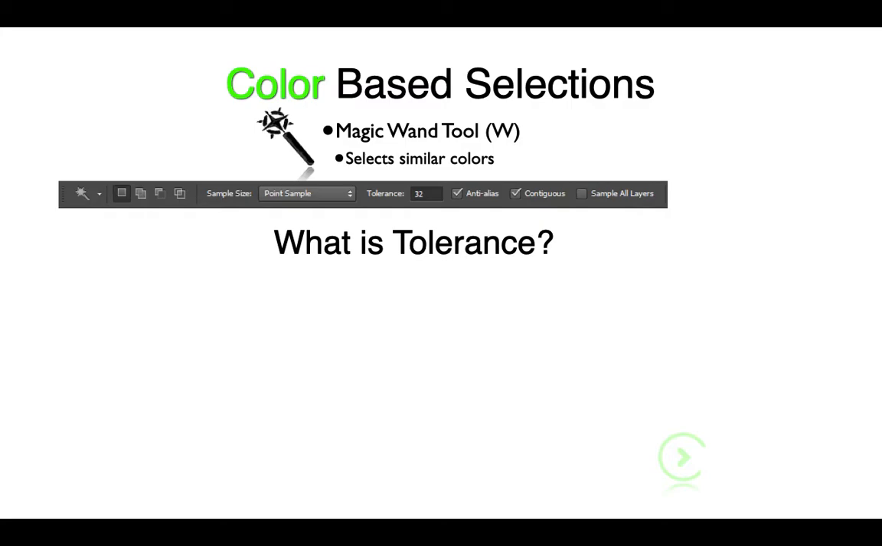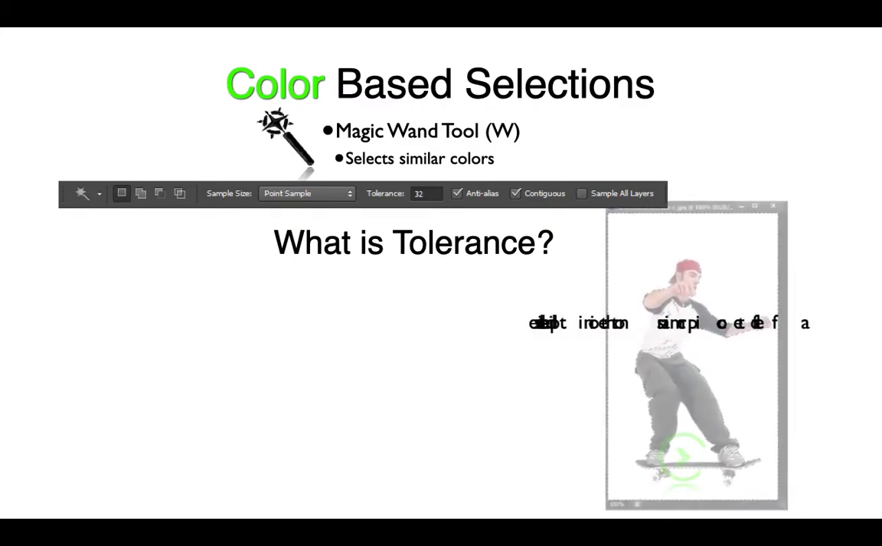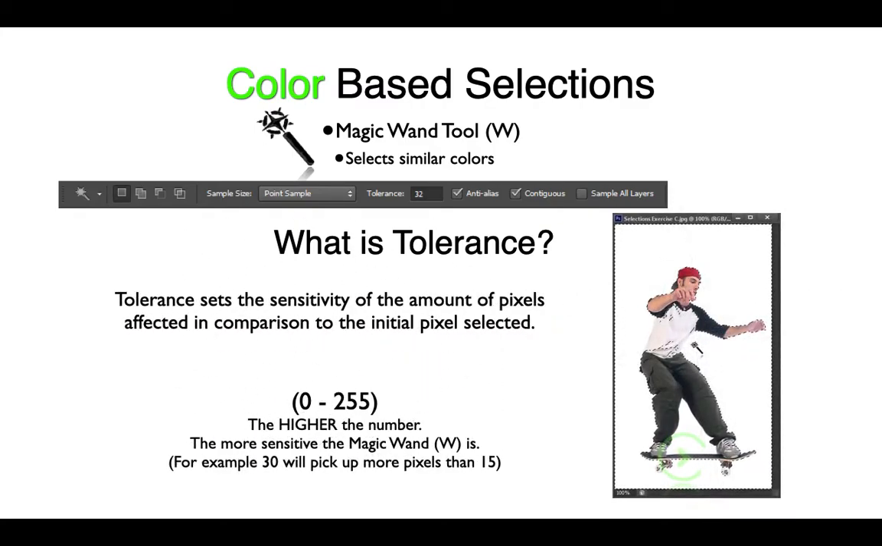So what is tolerance? I'm about to give you a great textbook definition of what is tolerance. Tolerance sets the sensitivity of the amounts of pixels affected in comparison to the initial pixel selected. That's great. What does that mean? Basically, it just means the amount of pixels that look similar. So when your tolerance is low, it's going to be very specific and very precise as to the area that you select with that magic wand tool. As the tolerance goes up, the sensitivity is down a little bit, so you're going to get more variations on that color. And with tolerance, you'll get anywhere from a 0 to 255. But once again, what does this mean?